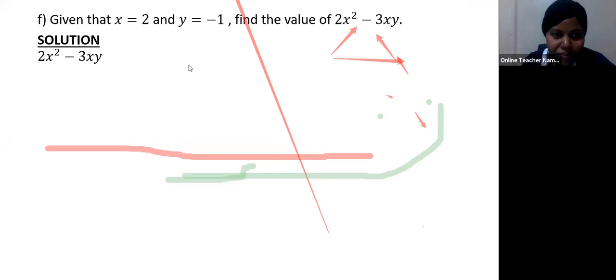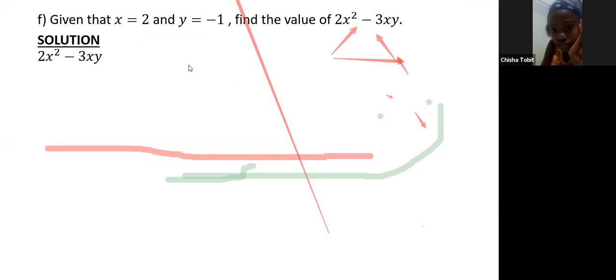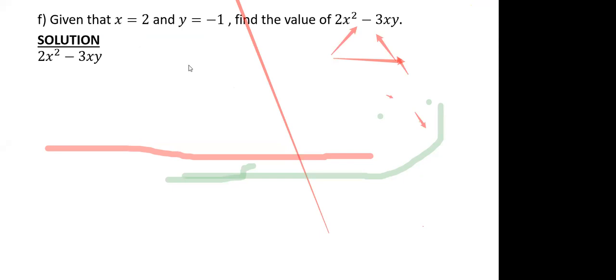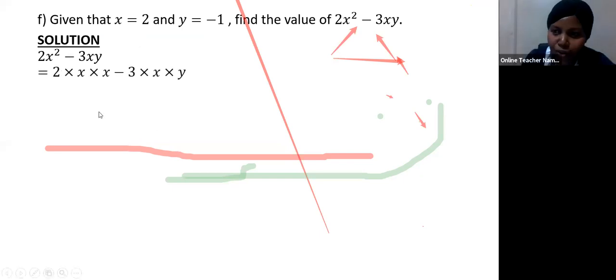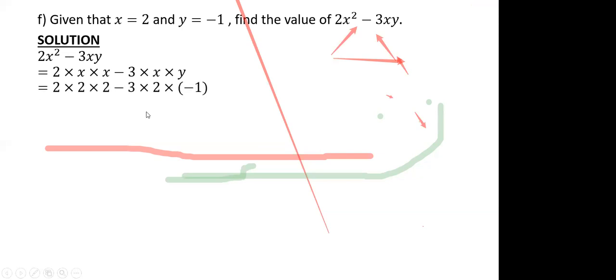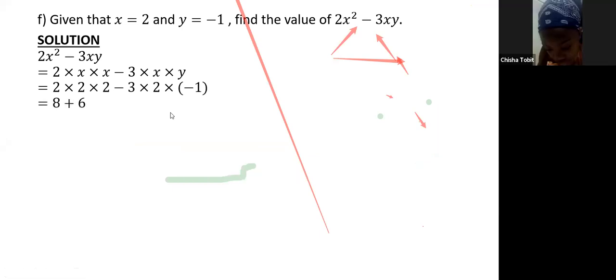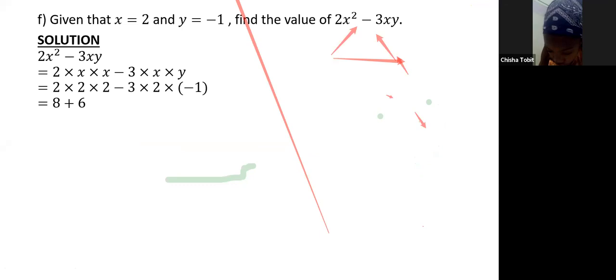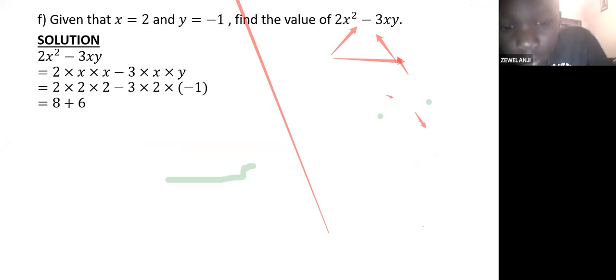Zewelanji, substitute. 2 times 2 minus 3 times 2 times -1. Excellent. Evaluate for us, Zewelanji. To be 8 plus, which is 8, equal to, which is equal to 14. Excellent, excellent, excellent.